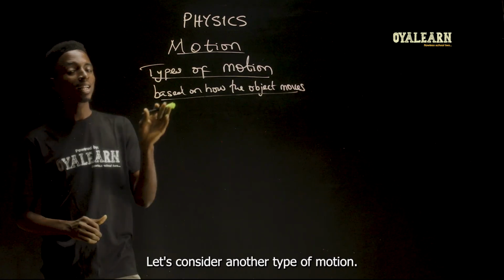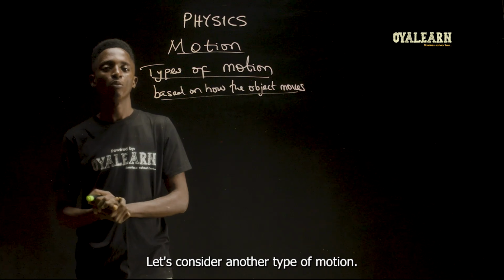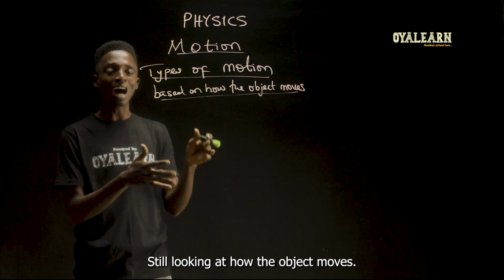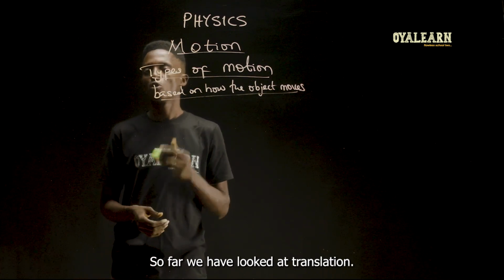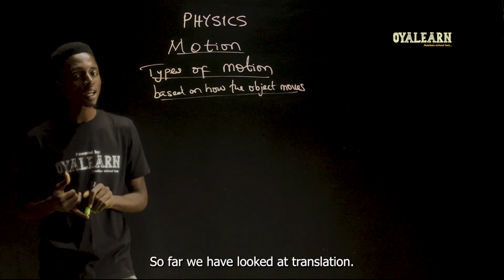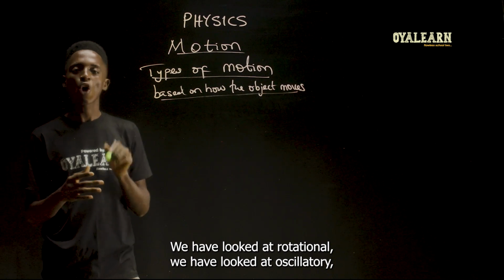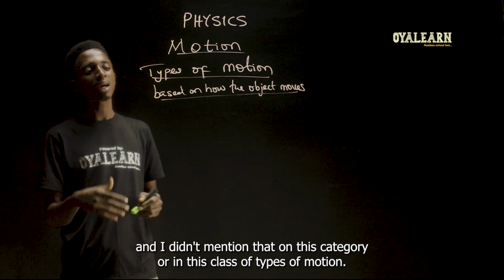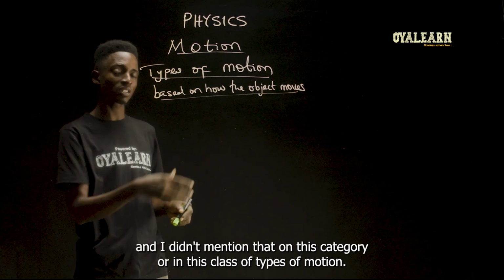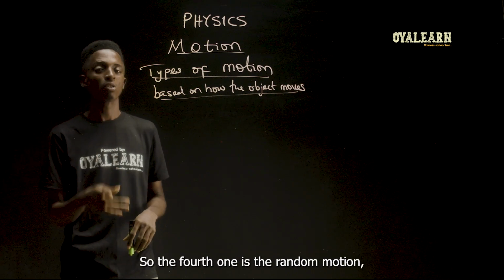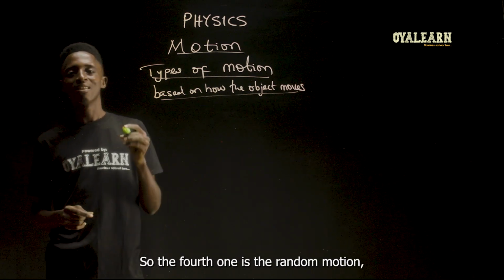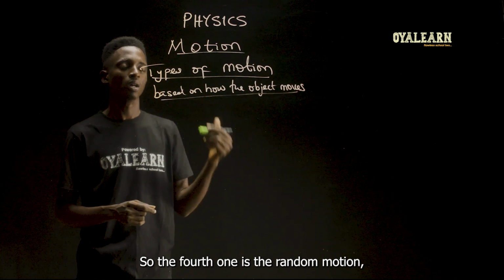Let's consider another type of motion, still looking at how the object moves. So far we have looked at translational, we have looked at rotational, we have looked at oscillatory. And I didn't mention that in this category or class of types of motion, we have 4. So the 4th one is the random motion.